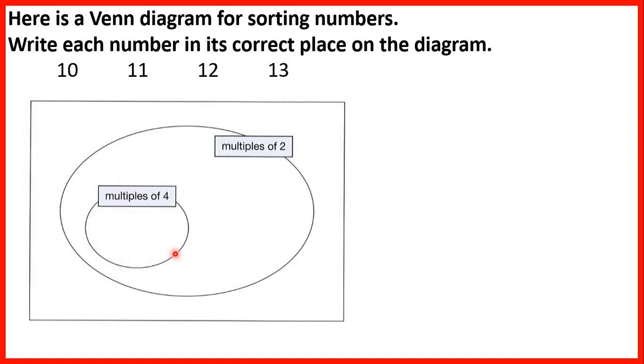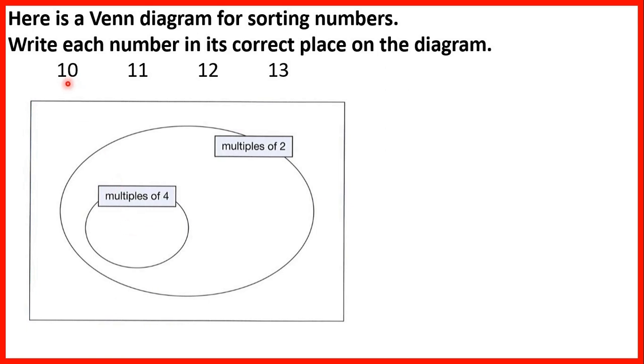Now the reason why multiples of 4 is inside the oval for multiples of 2 is because all multiples of 4 are also multiples of 2. Every number in the 4 times table is also in the 2 times table, because numbers in the 4 times table are always even numbers.